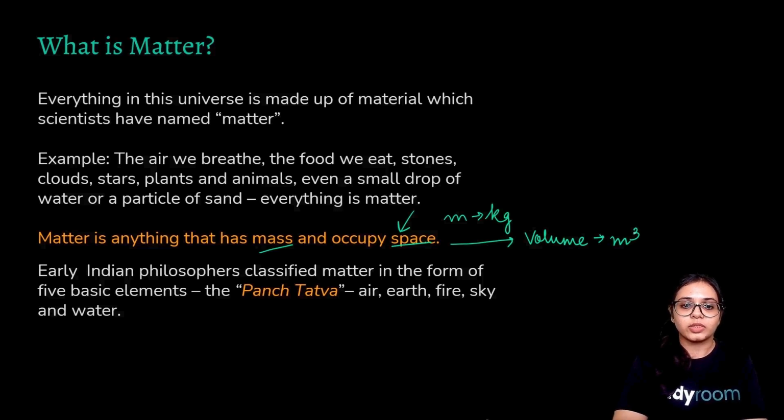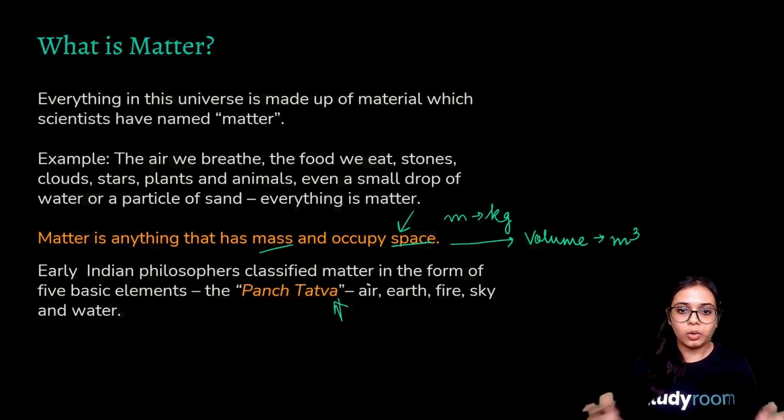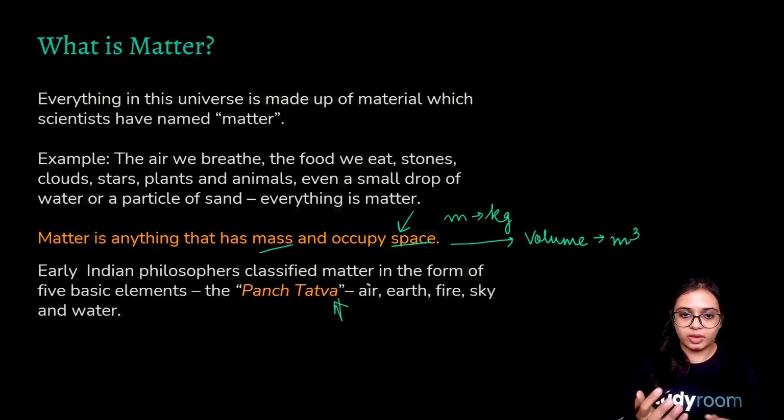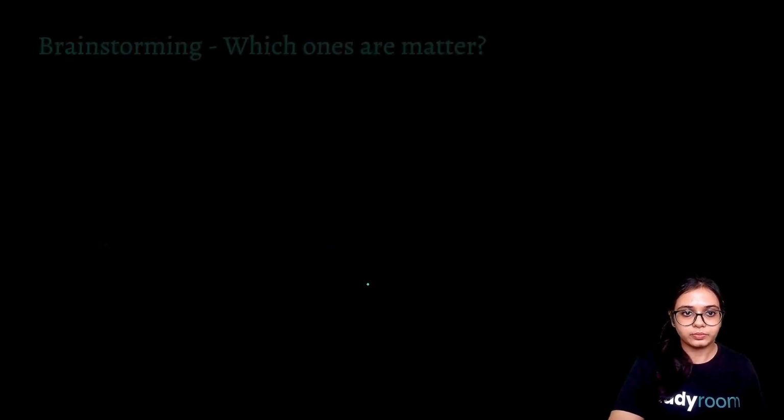Early Indian philosophers classified matter in the form of 5 basic elements, and they called these 5 basic elements the Panch Tattva. These are air, earth, fire, sky and water. All of these, if you will notice, they have mass and they occupy space. They have a certain volume and therefore they are matter.